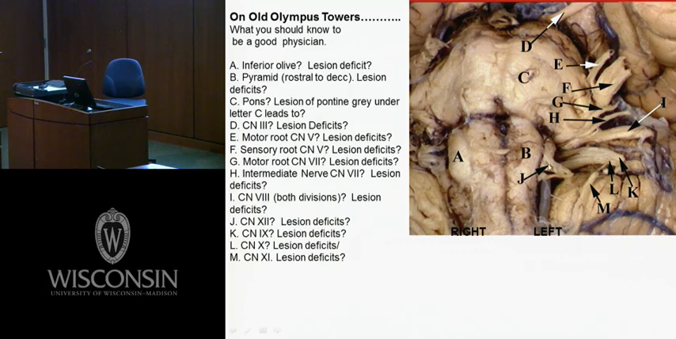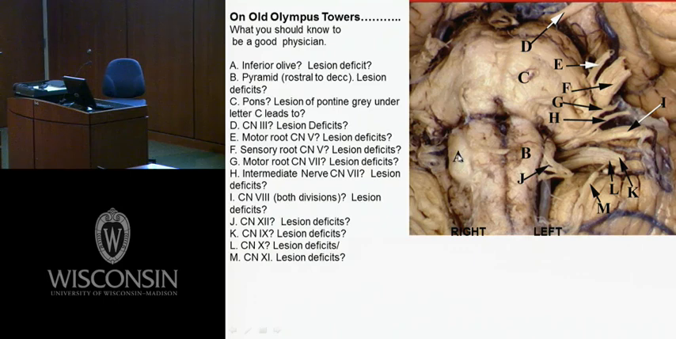So let's, we're looking at the ventral surface. So here's the medulla. Here's the pons. In the midbrain, the base, we can only see right about here, where we see cranial nerve 3 coming out. So A would be the inferior olive. So what would you say there for your deficit? Ipsi or contra incoordination?